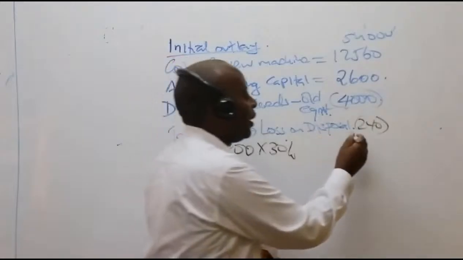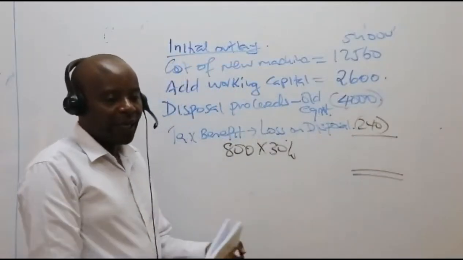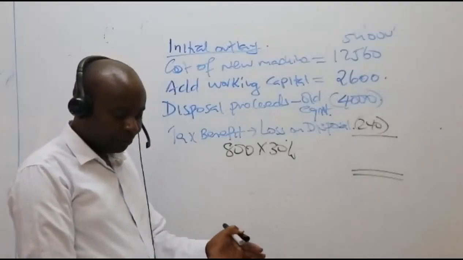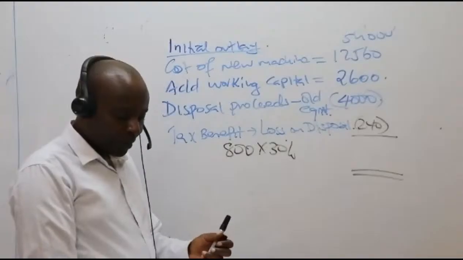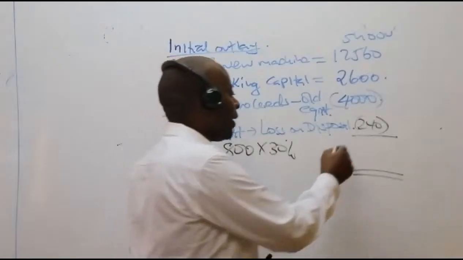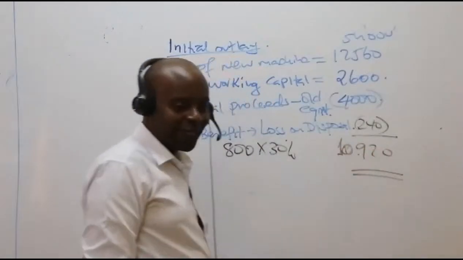So then at the end of the day, what figure are we looking at as our initial outlay? What figure are we looking at? They're giving me a figure of 10,920. 10,920. And there is a student who got this figure correct.